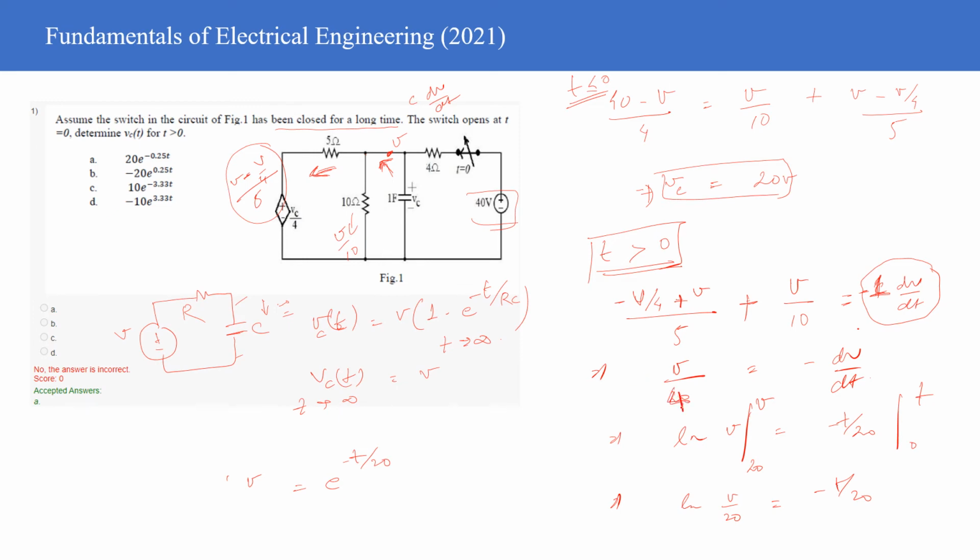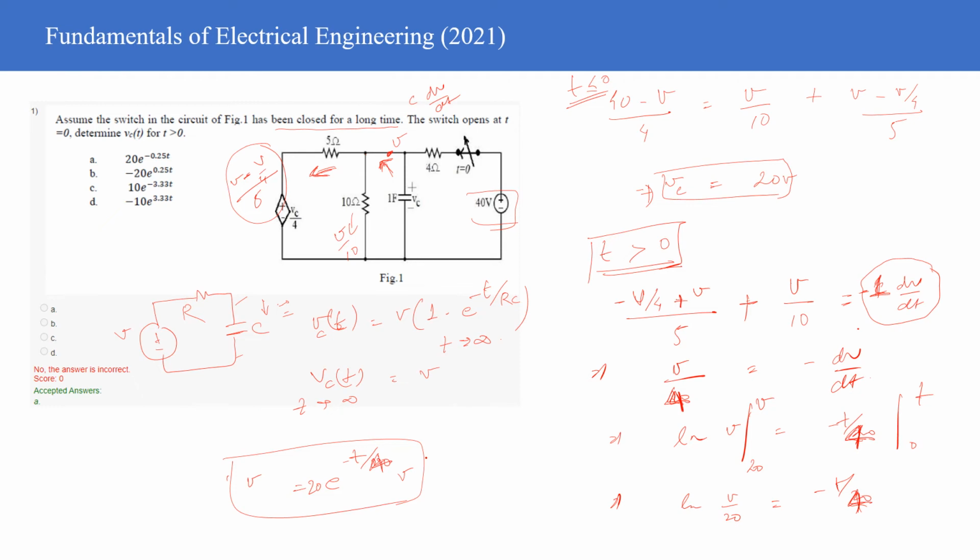V by 4 is equals to minus dV by dt, and the remaining thing will remain the same. So this will be just V by 4, and the other things are going to remain the same. This will become, right, and this will be 20 times, right? So if you are going to do this, you are going to end up with this, right? So barring that minor calculation error, I hope everything else was evident to you, right?